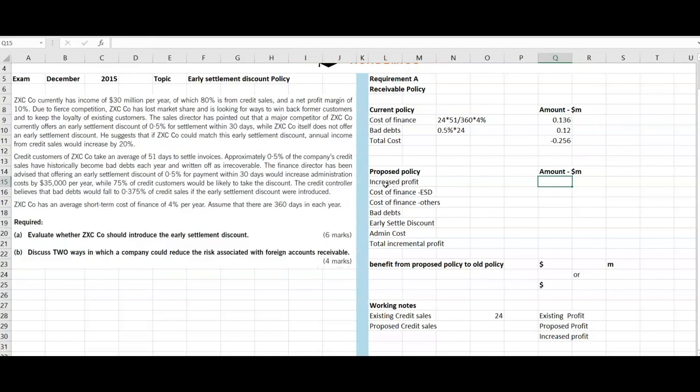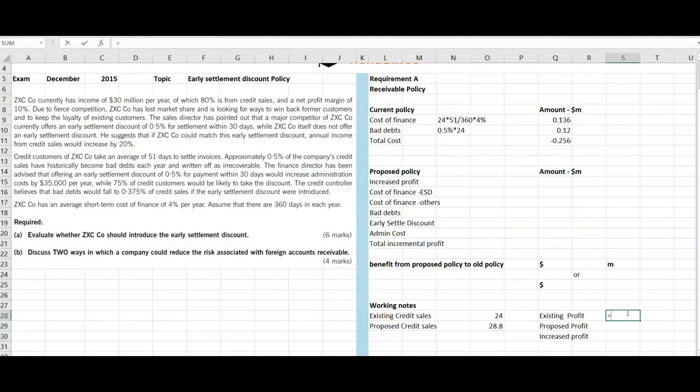So in the proposed policy, first we'll find out the increased profit, because if we are going to introduce early settlement discount, the sales will increase. So that has been given here. He suggests that if the ZCO could match this early settlement discount, annual income from trade sales would increase by 20%. So our sales would go up by 20%. So we'll take it as into 120 percentage. Okay, we will add the percentage. So that comes to 28.8.